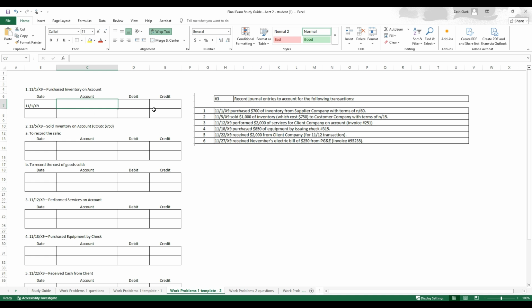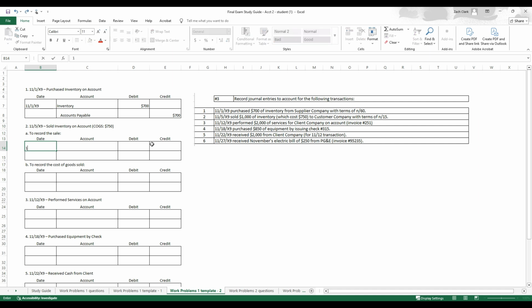The first one is this number 1 here. We purchased $700 of inventory from supplier company with terms of net 60. So if we're saying net 60, that indicates a payables type of situation. And so inventory is going to go up. That's an asset. And then payables will go up as well. So that's a credit increase for our payables. And that's looking pretty good. Okay, that's all we really need there.